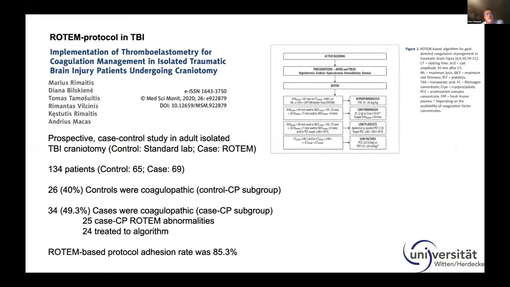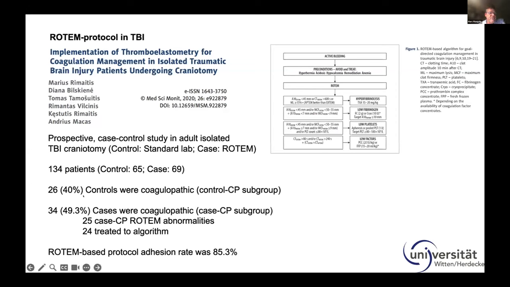I would like to close my presentation by presenting to you some clinical data on the implementation of a Rotem protocol in TBI. This is an example of a prospective case control study in adult isolated TBI craniotomy patients. There were 2 groups of patients. One was the control, with standard lab, and the other was the case group who received Rotem guided treatment, 130 patients, equally distributed between both groups, control and case.